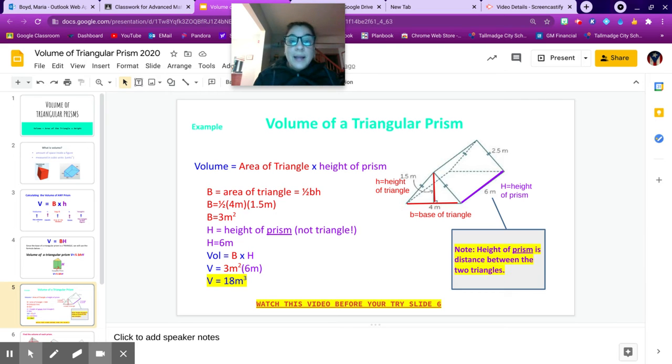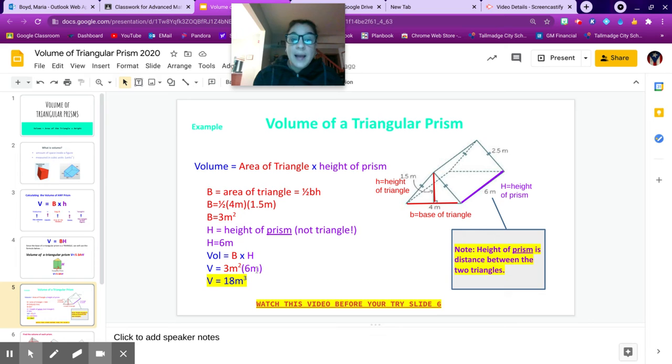When you're thinking about the height of the prism, think about if that triangle was on the bottom and the other triangle was on the top. How tall would that prism be if it was standing straight up and down? So if I look here, the height of the prism is 6 meters. That's how tall the prism would be if I stacked it and was standing straight up and down. So I'm going to take my 3 meters squared, which was the area of the triangle.